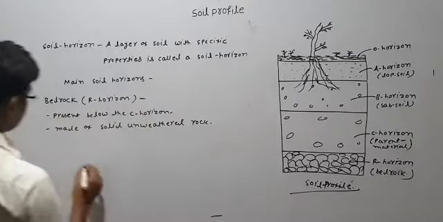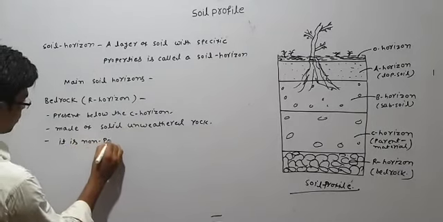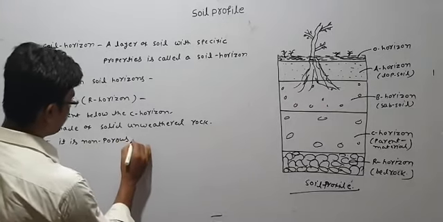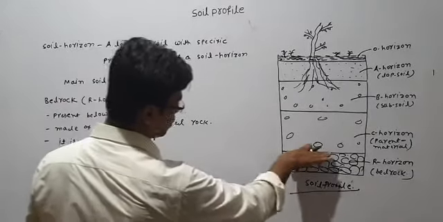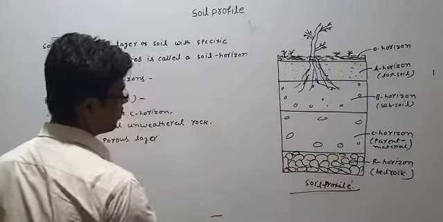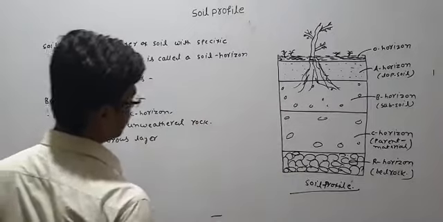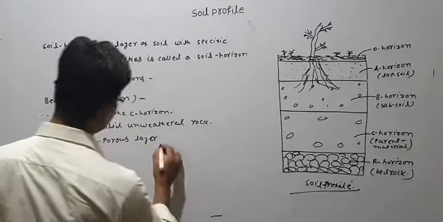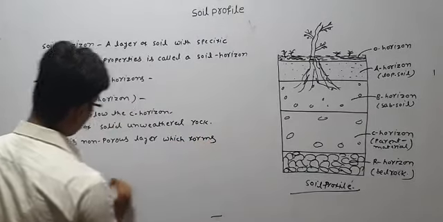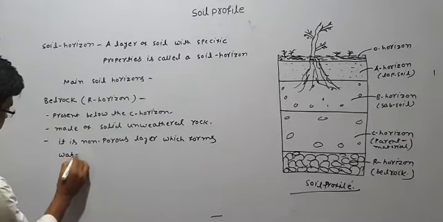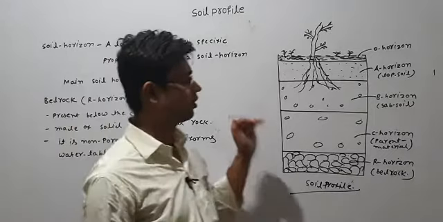Okay, it is a non-porous layer. Actually water is present in here. It cannot pass this because it is non-porous, so it is a non-porous layer. Water will not pass and it will form the water table. So it is a non-porous layer which forms the water table, students. Okay, so these are the different layers we studied today.